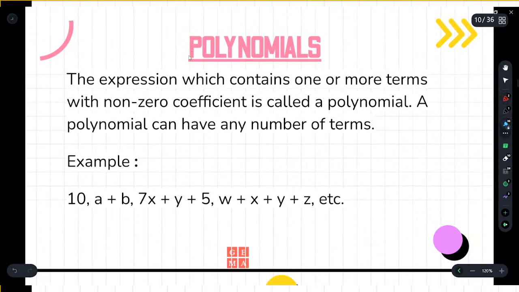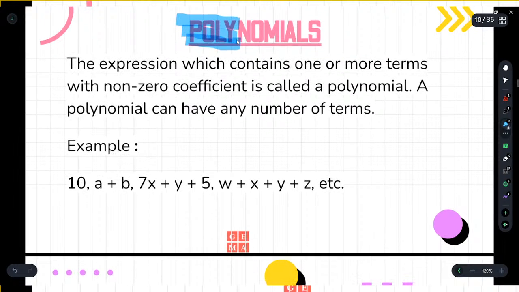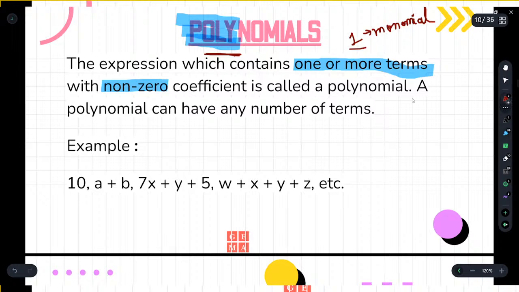What is it? Okay, poly has got a lot of terms in it, more than 1 to be exact. Okay, if it has got 1, then it will come under the category of what? Monomials, right? So anything which has got more than 1 term will come under polynomial. Okay, so 1 or more terms means with non-zero coefficient. Okay, non-zero coefficient means that it should not be 0.